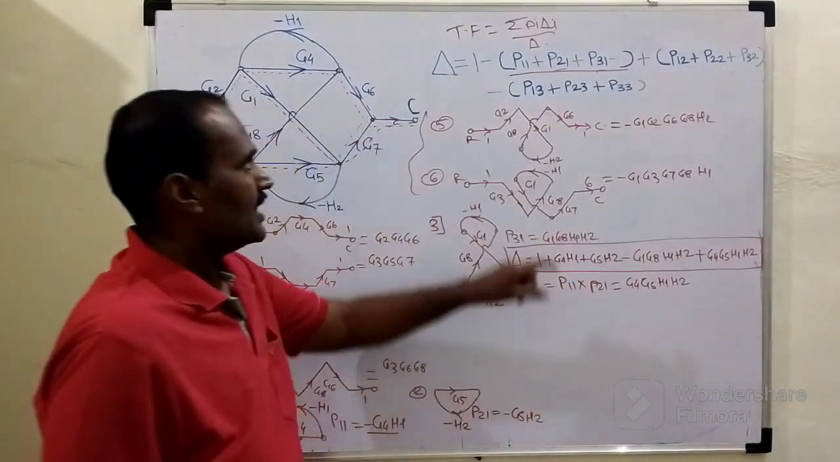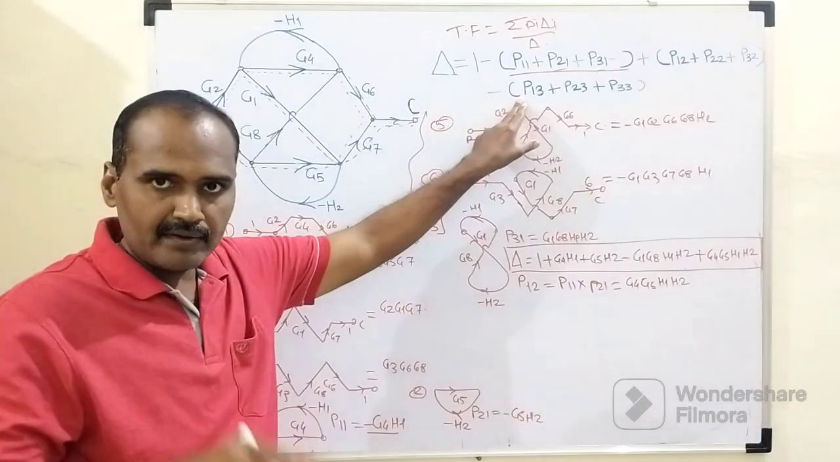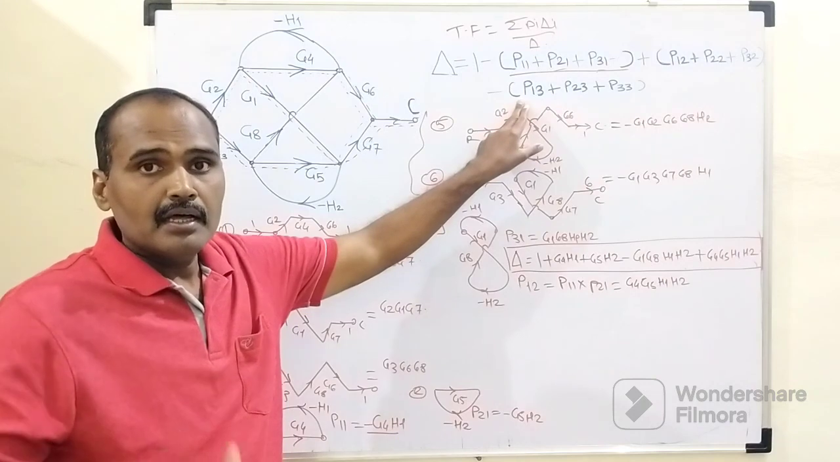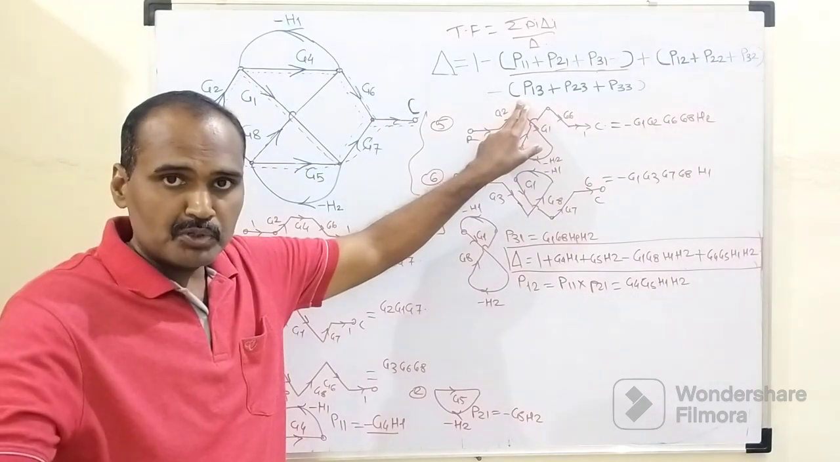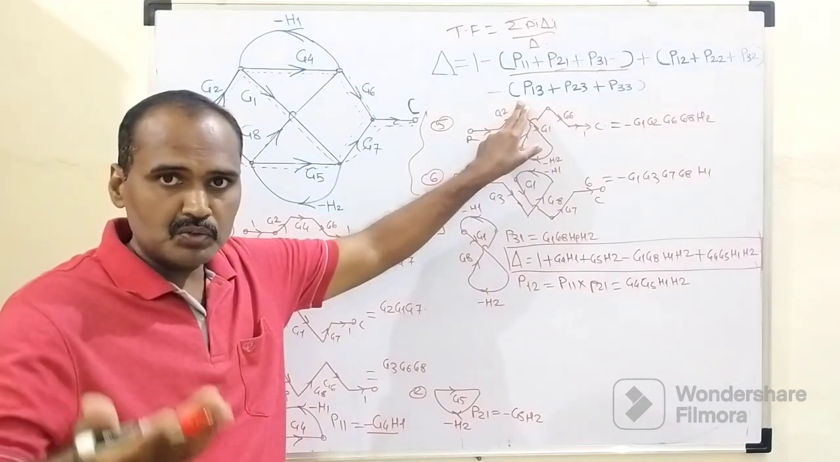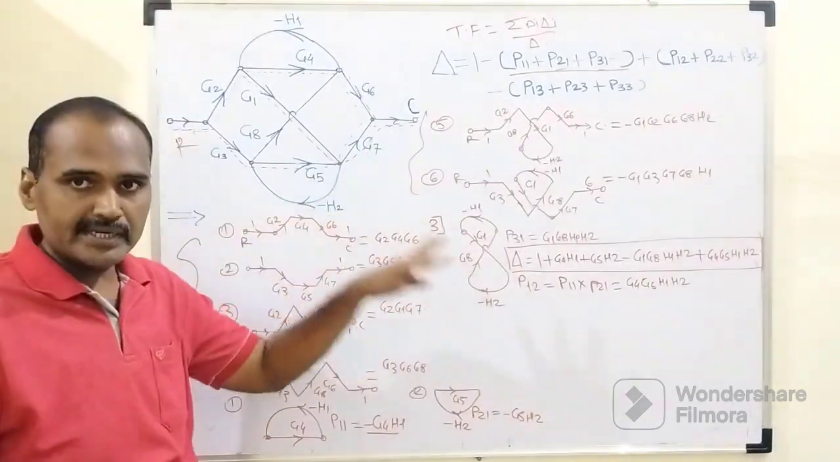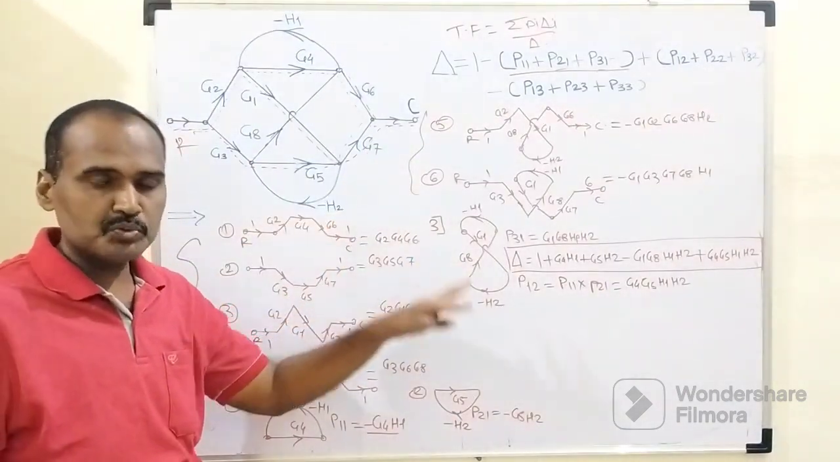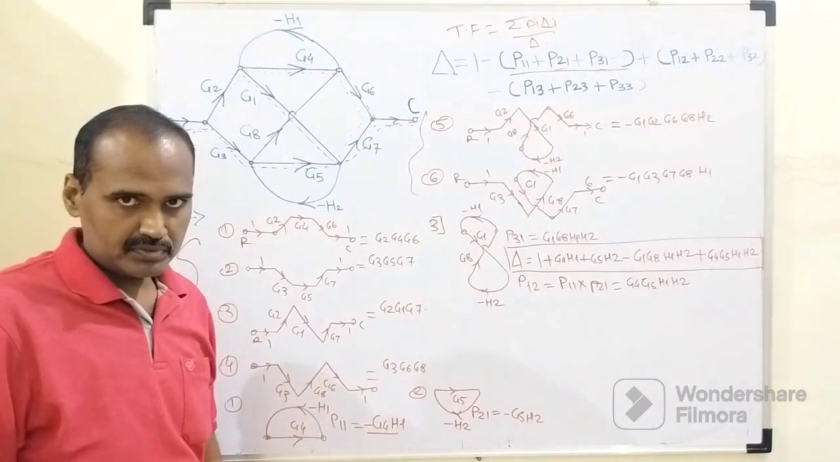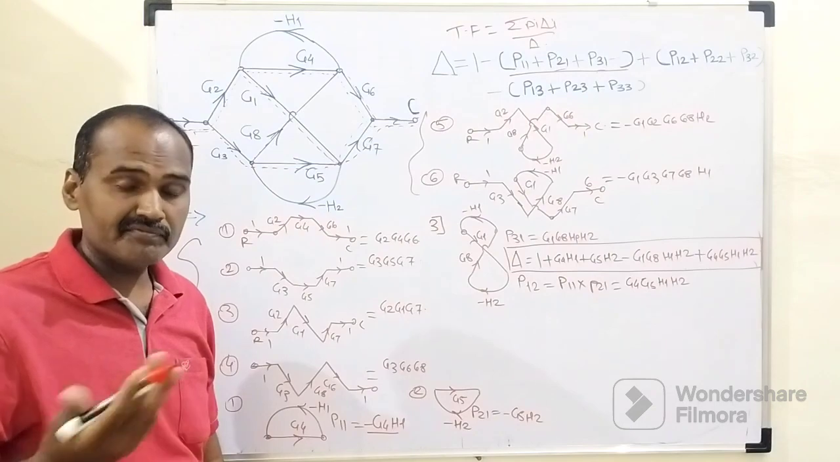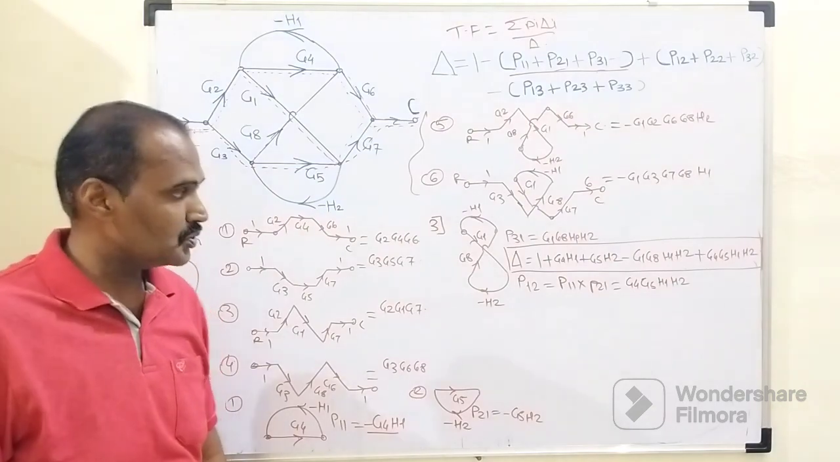Now as far as the third parenthesis is concerned, we don't have it. The third parenthesis is the gain product of the first three non-touching loops, second three non-touching loops and third three non-touching loops. We have only three loops, and out of those three loops, the first two are the non-touching loops. So we don't have such a configuration which would tell us that we have first three non-touching or second three non-touching loops, right?